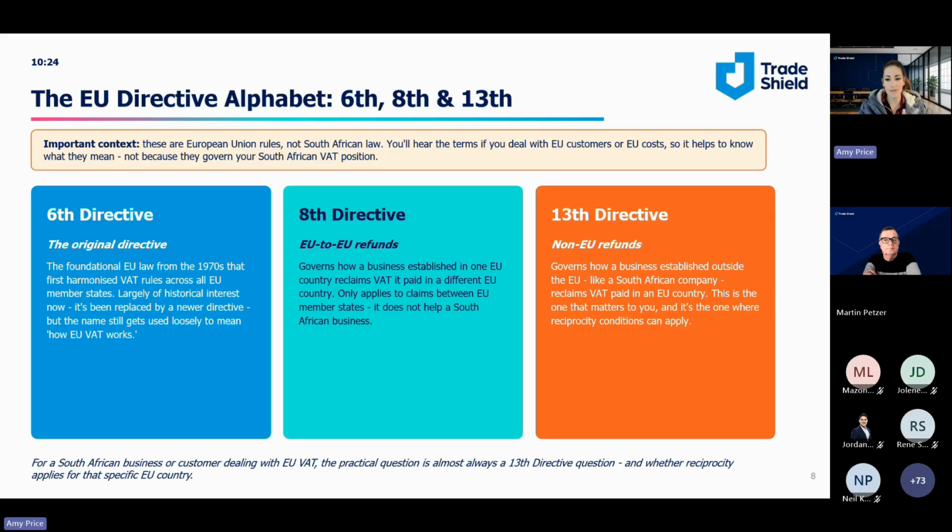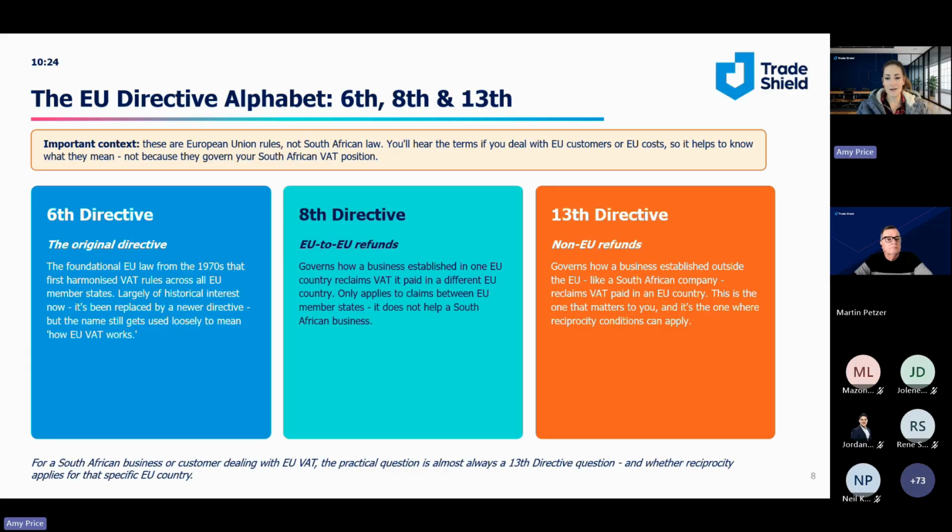So the first one, and the important piece of context before I even get into the details, is that these are European rules. That is important, but all countries who trade with companies based outside of Europe and within Europe would be subject to these rules. They are not South African law, but we are covering them because you'll bump into the terminology if you deal with any EU customers or EU-based costs, not because they govern anything about South African VAT position. We have also taken on a bit of their terminology. Because it's been in place for so many years, we still call our domestic VAT Sixth Directive, even though we are South African.